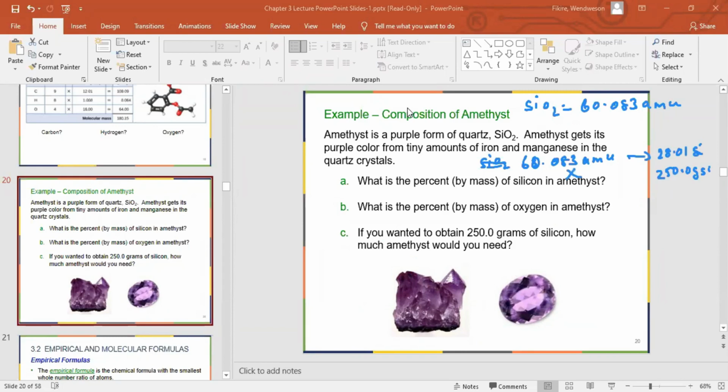My way is that I'm going to use a crisscross here: 250 times 60.083 divided by 28.01. Do that for me, please. And maybe Marcus would be right, or maybe I would be right. So let's do this calculation. If you get 535, then we both are right.